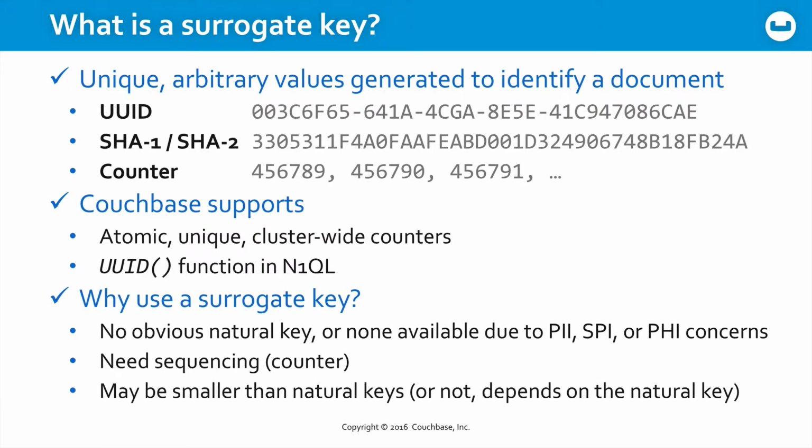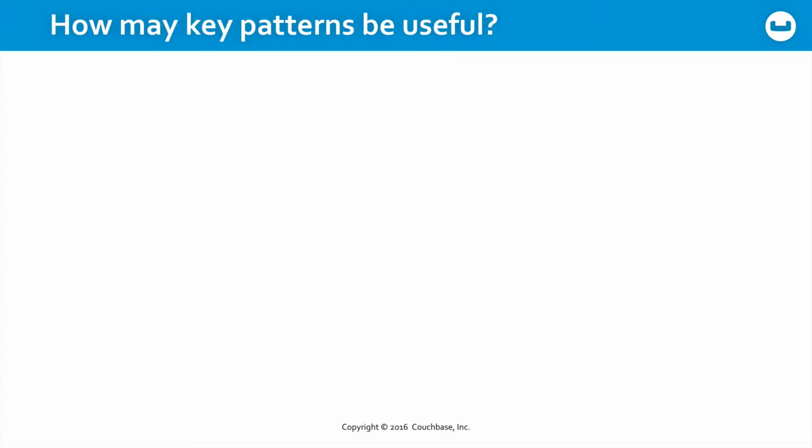Now, when would you use a surrogate key? Well, perhaps there is no obvious natural key for your particular business case, or those that present themselves are unavailable due to regulatory concerns. Or maybe you do need sequencing in your document IDs. It can be helpful for certain slicing and sorting behaviors. Also, surrogate keys may be smaller than natural keys, or not. It depends on the natural key that you might use.